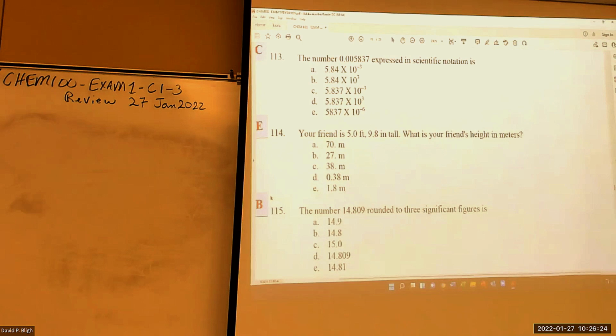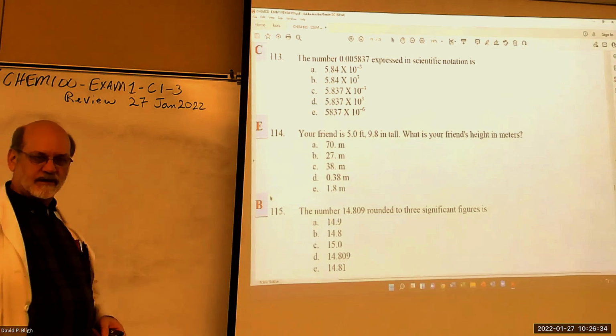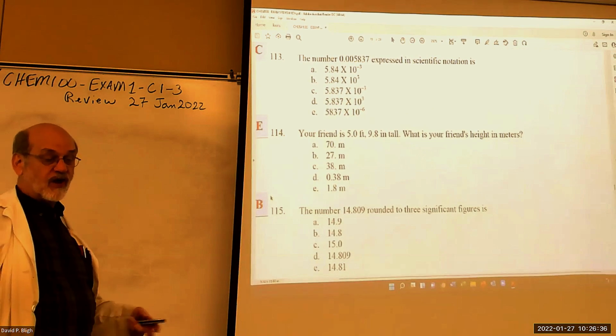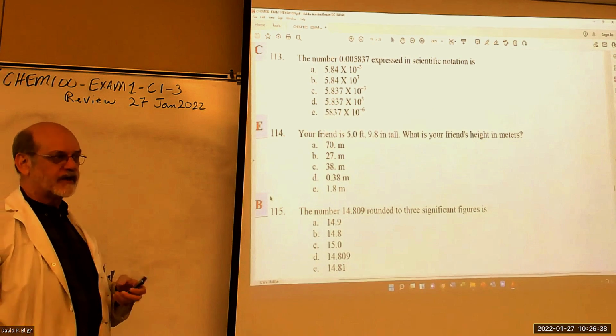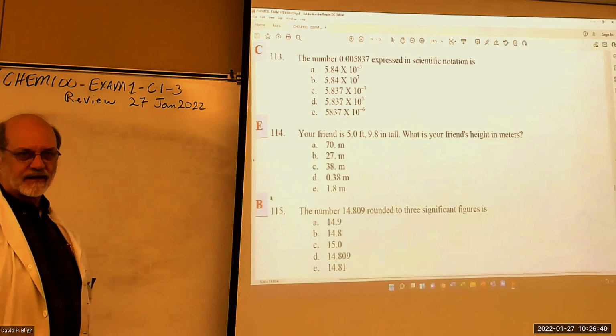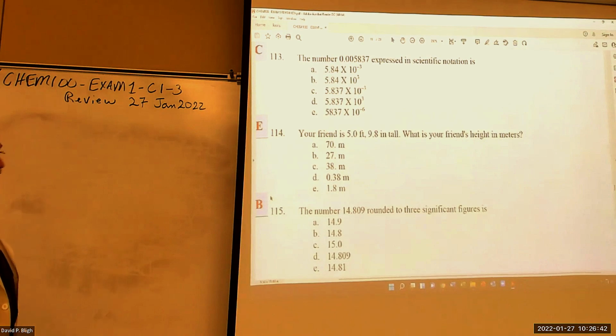So it's not just a matter of memorizing formulas. Formulas are valuable. But if you memorize a formula and try to shoehorn numbers into the formulas that you know, more often than not, you're going to get it wrong. A formula is good if you use it for the right purpose.